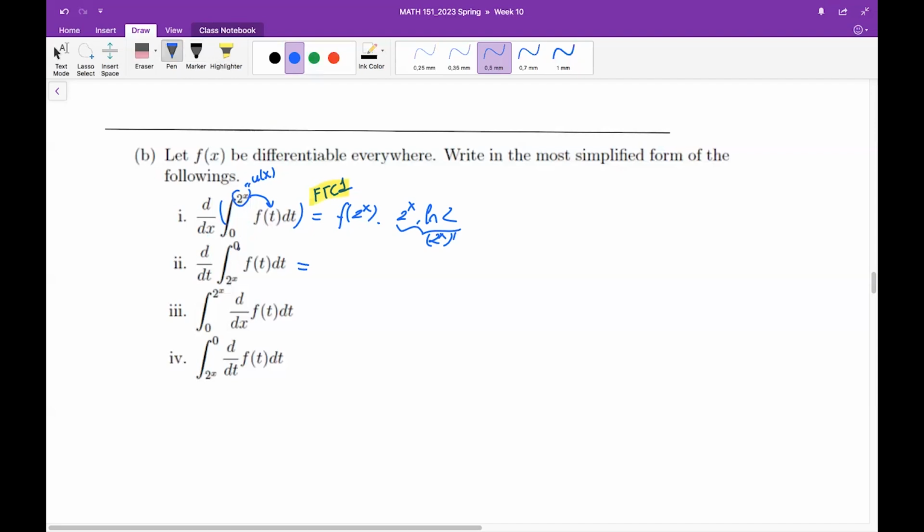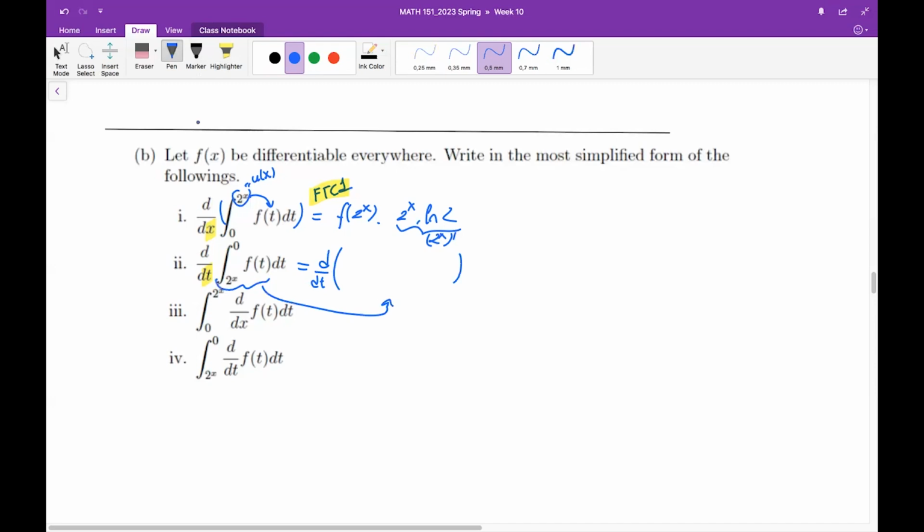What about this one? So this one looks so similar to this one, except that the boundaries of the integral are interchanged, and there is one more very crucial difference, that in the second part you are taking the derivative with respect to t, not with respect to x, okay? So you should be careful about this. So the question is something like this. You are taking the derivative with respect to t of something. This something is the result of this integral, right?